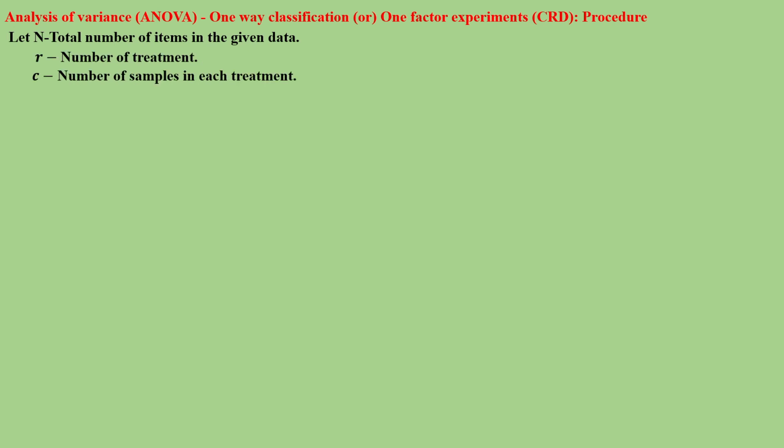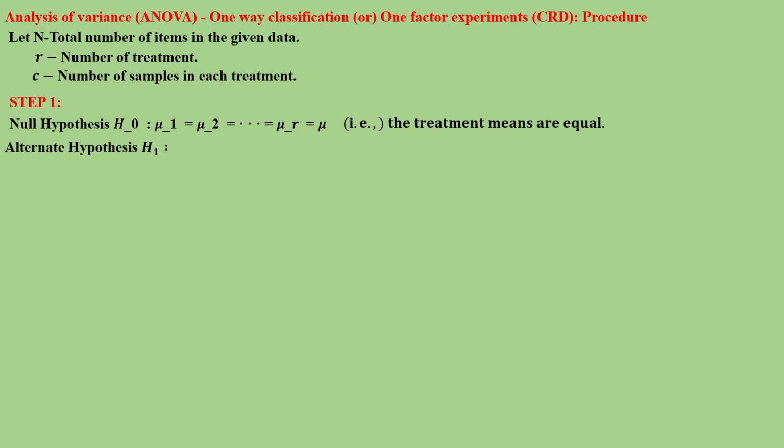So, analysis of variance, one-way classification, right? Procedure. First, n is the total number of items in the given data, small r is the number of treatments, and small c is the number of samples in each treatment. Step 1: define the hypotheses. The null hypothesis H0 is that mu1, mu2, and so on are all equal. And the alternate hypothesis H1 is that all the means are not equal, right?